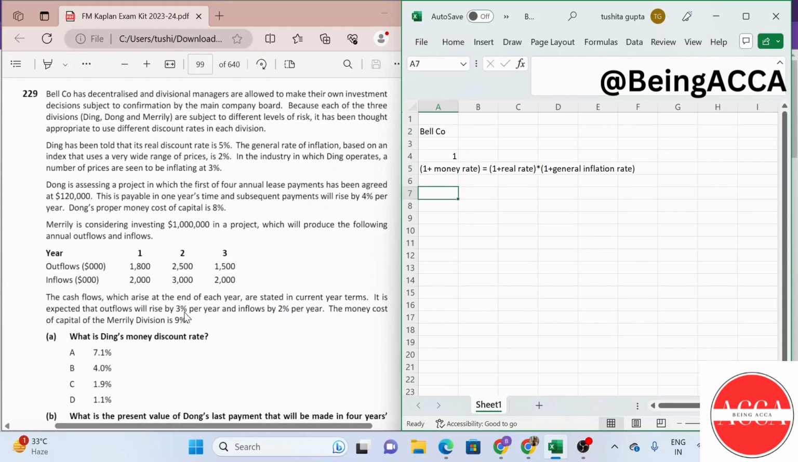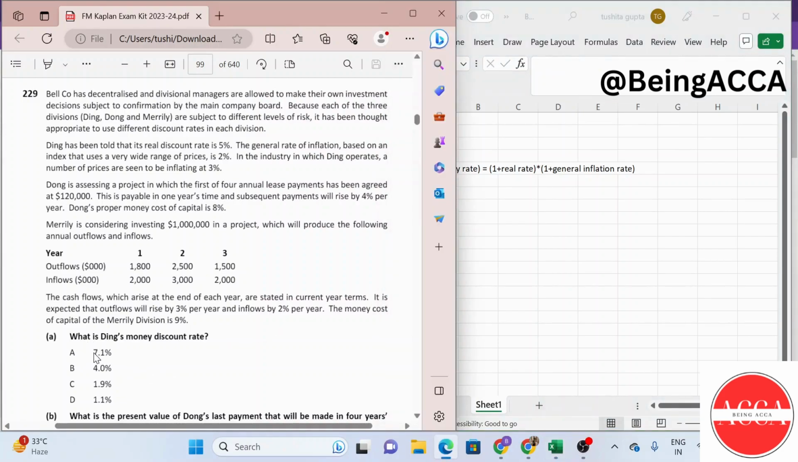We need to find our money rate only. So this is 1 plus, what is our real rate? Real rate is 5%. And then multiplying this by 1 plus the general inflation rate, which is 2%. Mind it that the 3% specific inflation rate has been given just to confuse you over here, and this has nothing to do with what your answer has to be, and we will subtract 1 from this to find out our actual money discount rate, which comes out to be 7.1%. So I will just highlight this as my correct answer.